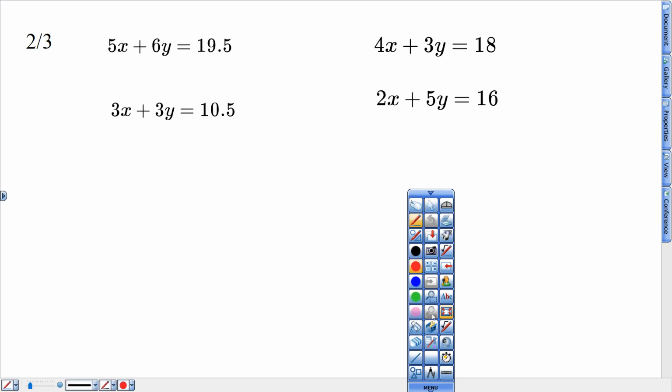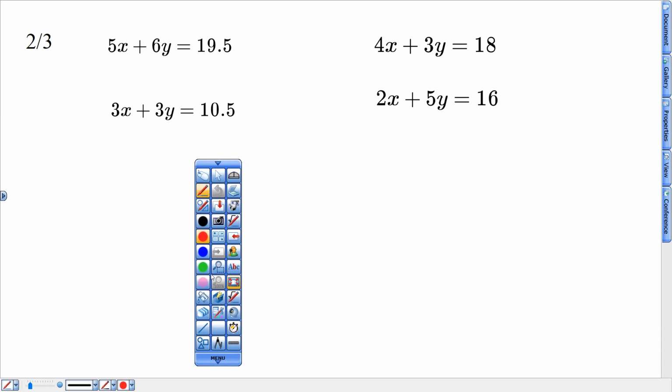Which variable would be better to get rid of? Looking at this 3 and 5, I would be forced to times this by like -3 and times this by 5, and that's just a mess. If I look at these y's though, it looks like if I just multiply this bottom row by -2, that's gonna make this -6y. That's what I'm looking for. So work on your recognition.